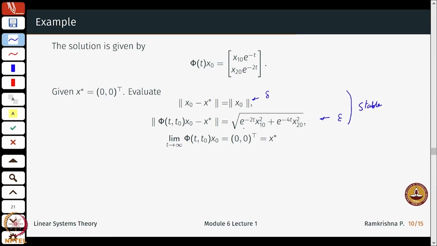But look at this expression here. What happens? It has two terms which are exponentially decaying, right, and therefore if I put the limit as t goes to infinity, I'll just end up here, right. So limit t tends to infinity, phi of t, t naught, x naught is the origin, which is the equilibrium of interest. Again, simple example, but good enough to verify what is happening here. Okay, are we happy when we say this?